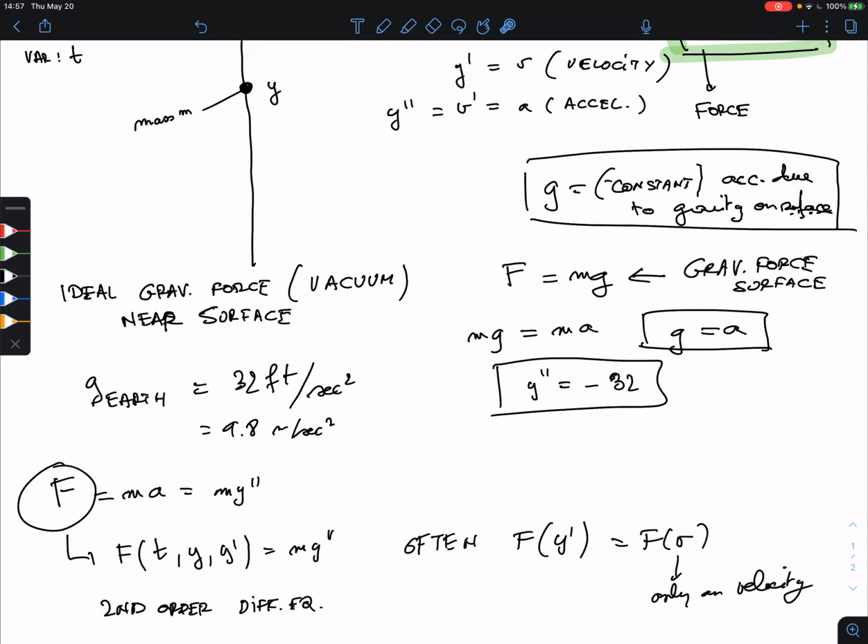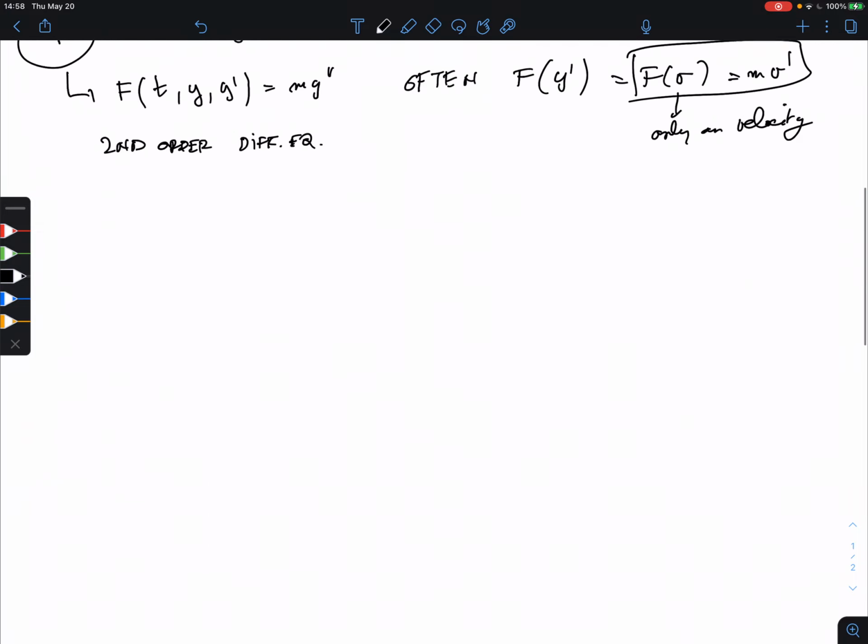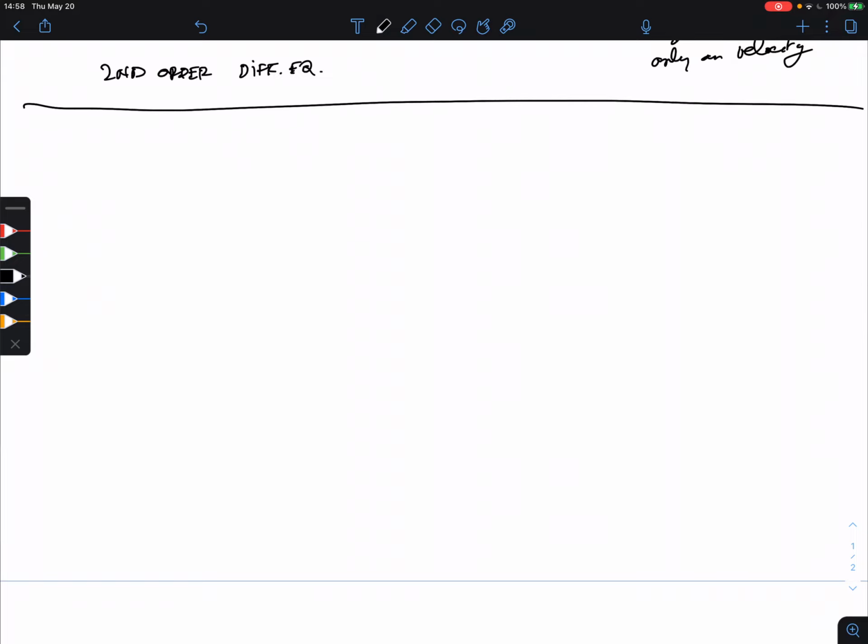And if that's the case, then we have to think of y double prime. Remember that y double prime is actually the single prime of v. And so this becomes a first order differential equation in v, in velocity. And that's why I'm going to use it here. So let's go immediately to an example that hopefully makes it much clearer what is going on.